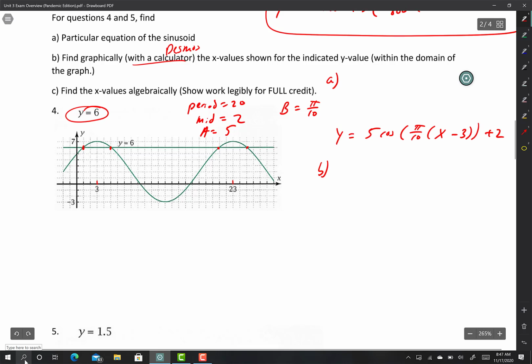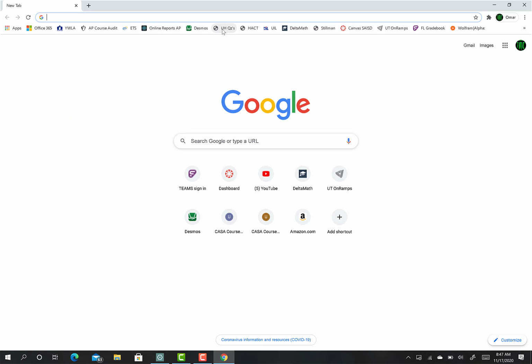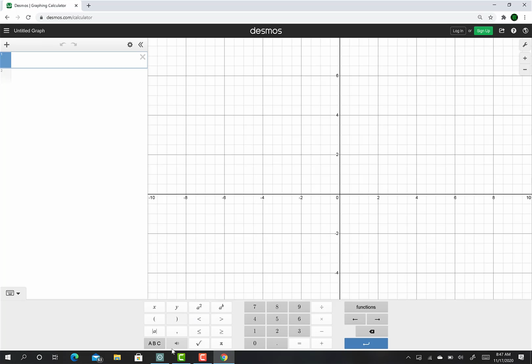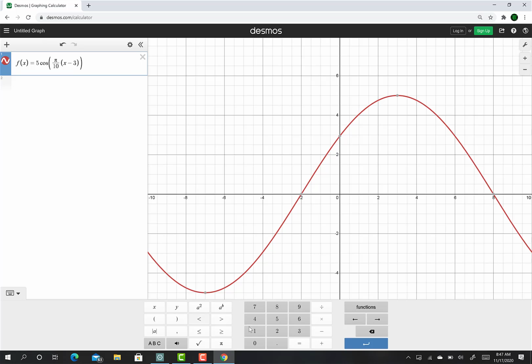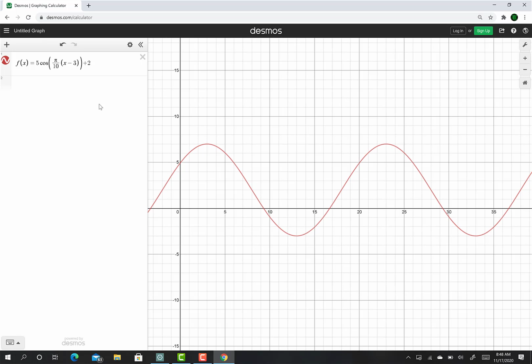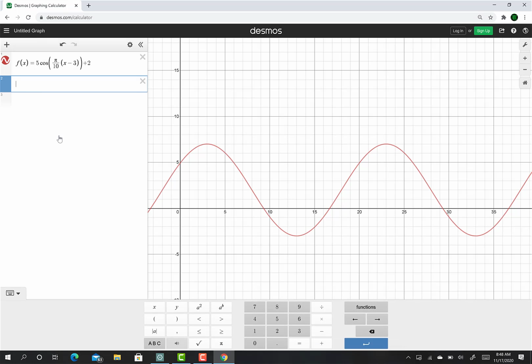And let's open up Desmos. Graphing calculator. So here we go. Y equals, so I'm going to call it f of x. F of x equals 5 cosine pi over 10. Open another parenthesis. X minus 3. Close, close, plus 2. And let me fix it within the domain. It was something like that. Because I remember there were 4 intersections. And then here I'm just going to type y equals 6. And here are my 4 intersections, guys.